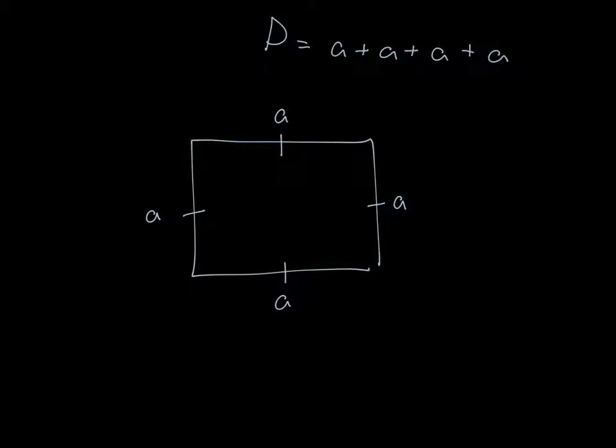Instead of doing A plus A plus A plus A, I could remember my facts that a square has four sides and they're all equal. So instead of writing A plus A plus A plus A, I could simply do 4 times the length of each side, so 4A. If each side was 2 centimetres, the perimeter would be 4 times 2 is 8, or 2 plus 2 plus 2 plus 2, which is also 8.